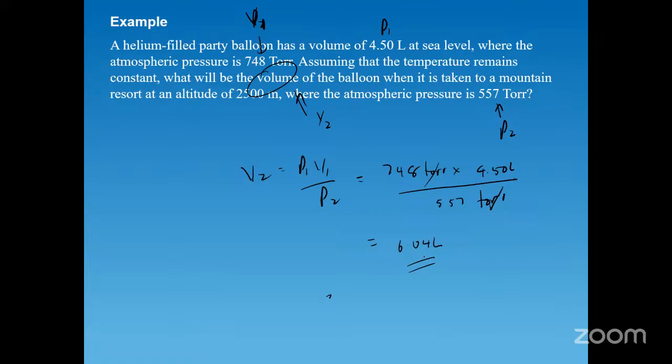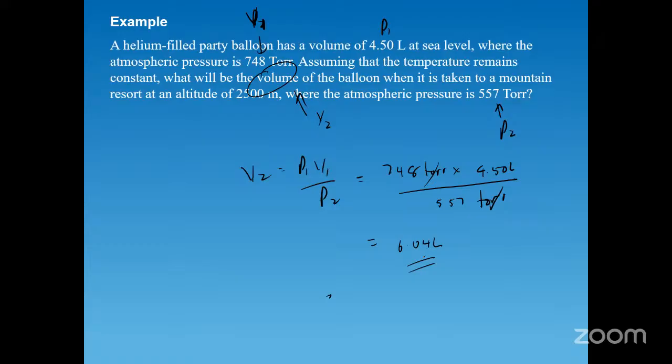Let me just say this about solving problems of this type. When it comes to the units of pressure and volume, if you're applying it to Boyle's law, it doesn't matter what the units are for pressure and volume, as long as the units are the same on both sides of the equation. So the units of P1 must be the same as the units for P2. The units for V1 must be the same as the units for V2, right?